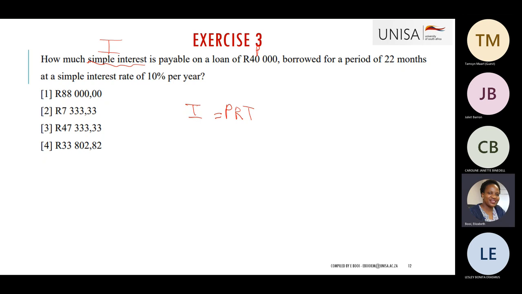And what is our R? The interest rate of 0.10. And what is our T? 22 over 12. Good, then let's substitute. That will be 40,000 since you have given me the values. It will make my life easier to just copy the values as I see them, 22 over 12.